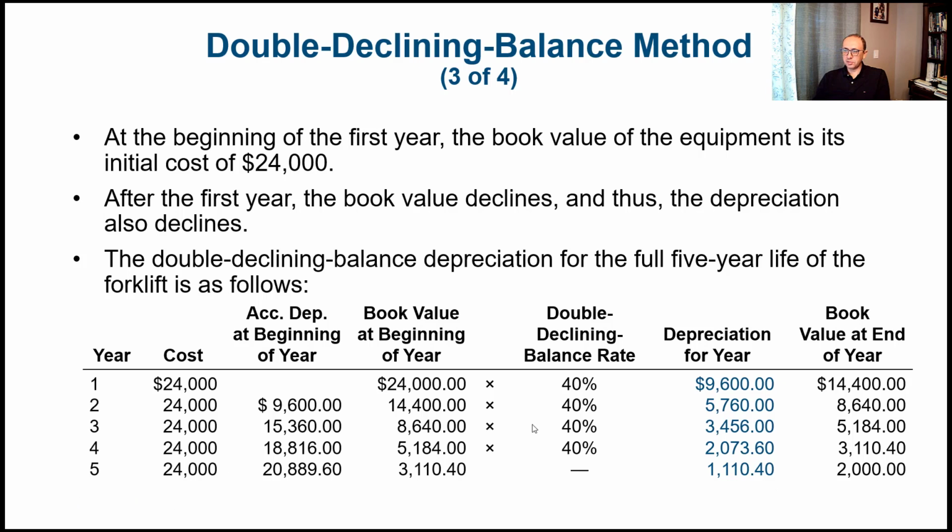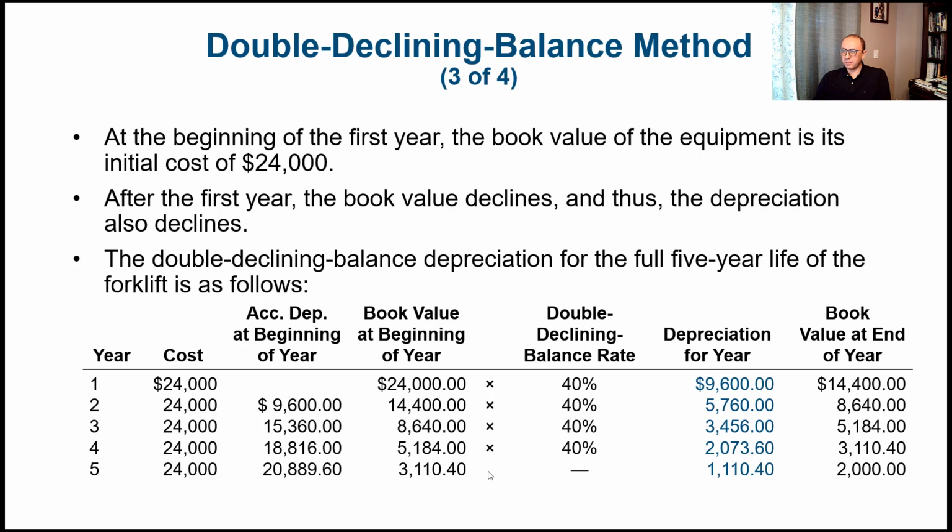So in this case, again, in year 5, we didn't use the formula. However, we all know the cost is still the same, 24,000. The accumulated depreciation at the beginning of the year is 20,889, which is the 18,816 plus the 2,073, and that would give us a book value at the beginning of the year of 3,110.40.